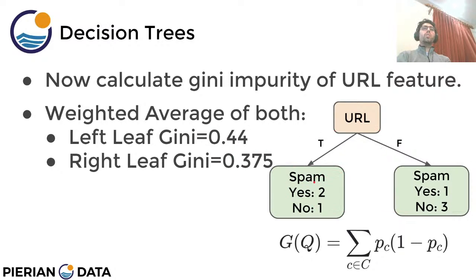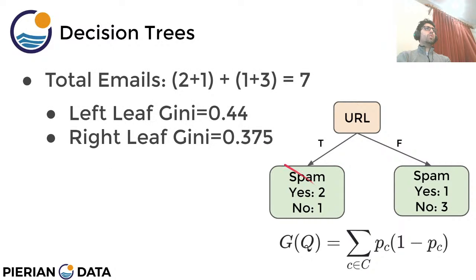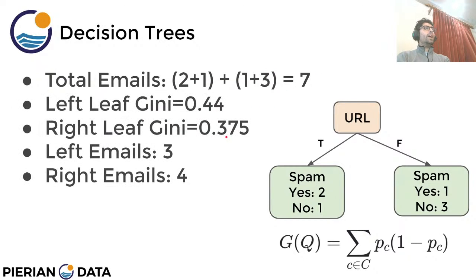So recall the total emails I have is going to be 2 plus 1 in the left node, and then 1 plus 3 in the right node for a total of 7 emails, right? So 3 plus 4 is 7. So I have 7 total emails. I also know my left leaf Gini and my right leaf Gini. So I have these numbers here. I also know how many emails total I have in the left. So left emails are a total of 3. Right emails are a total of 4. Now all I need to do is take their weighted average.